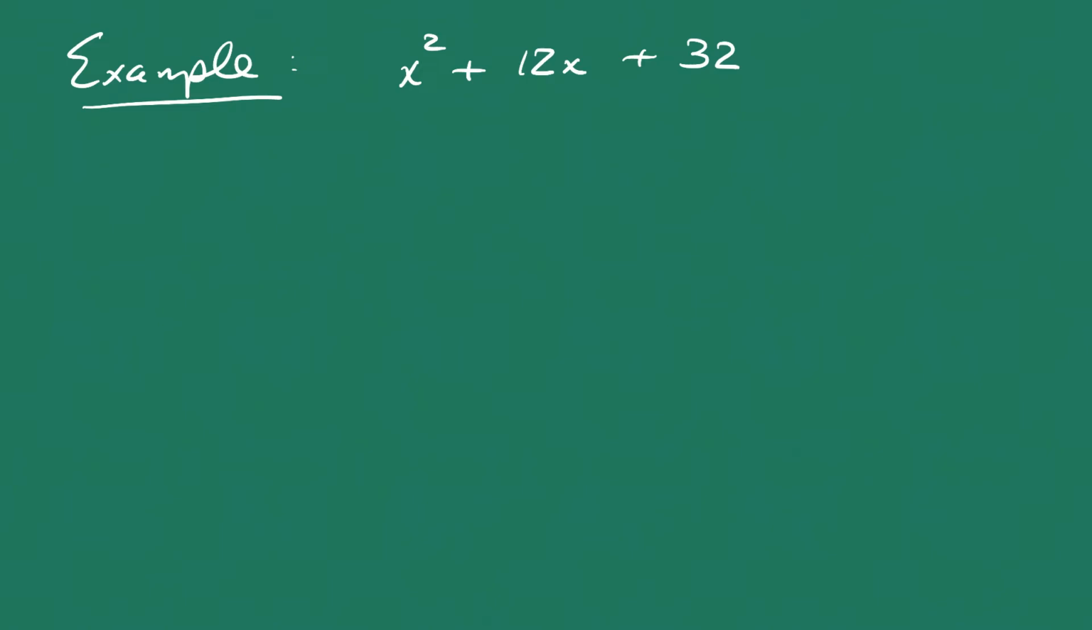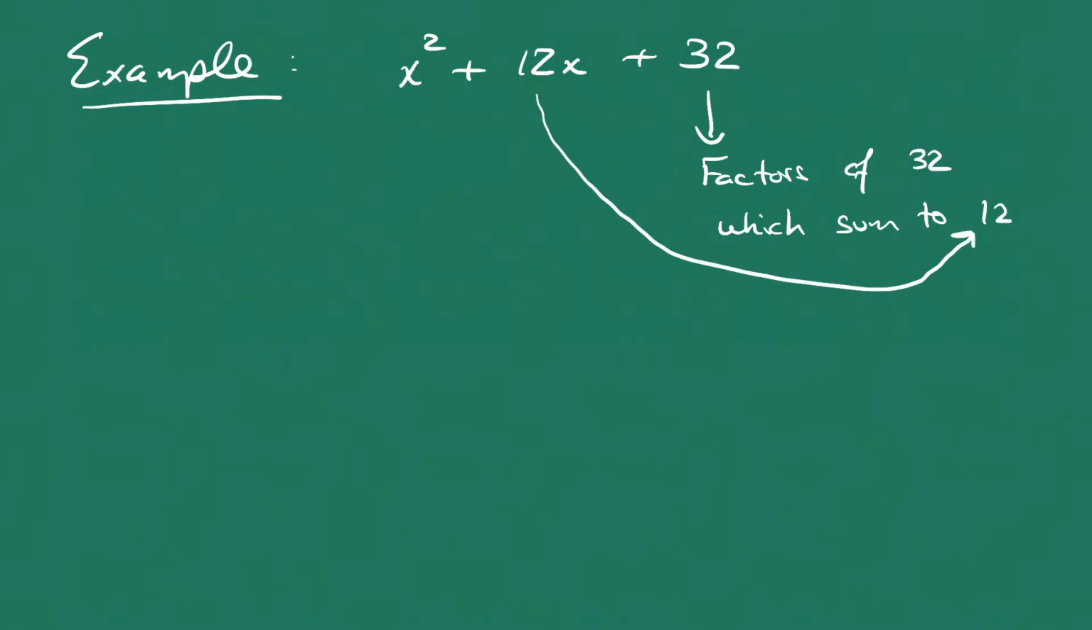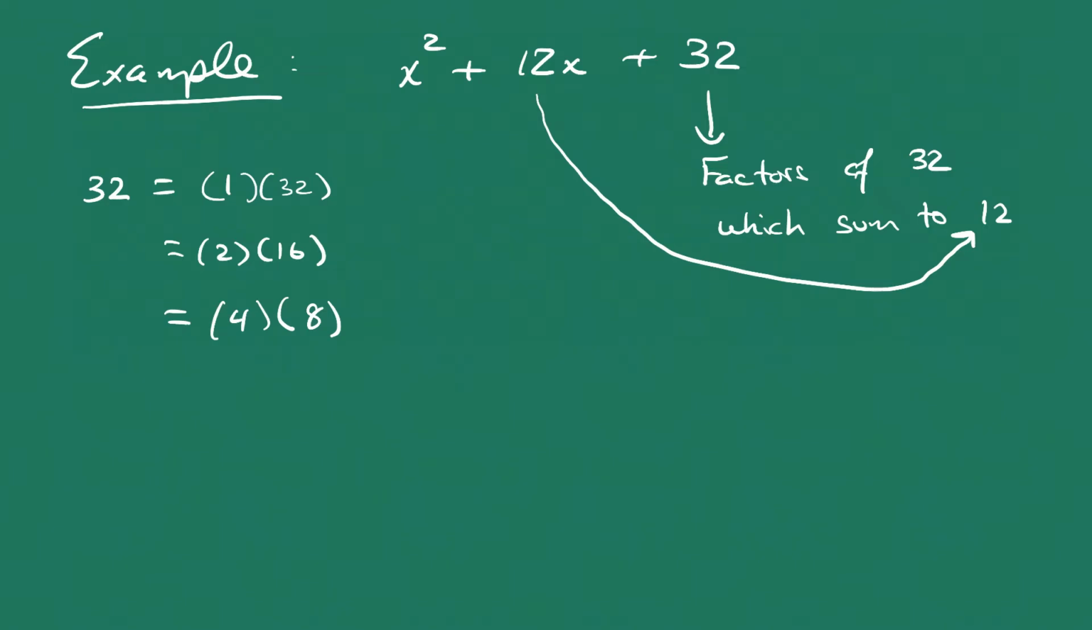Well, the idea in doing the shortcut is that we need factors of 32 which sum to 12. And remember, the 12 is coming from the coefficient of x. And so the question is, how can we do this? Well, if we just look at our factors of 32, one combination is 1 times 32, another one is 2 times 16, and a third is going to be 4 times 8.